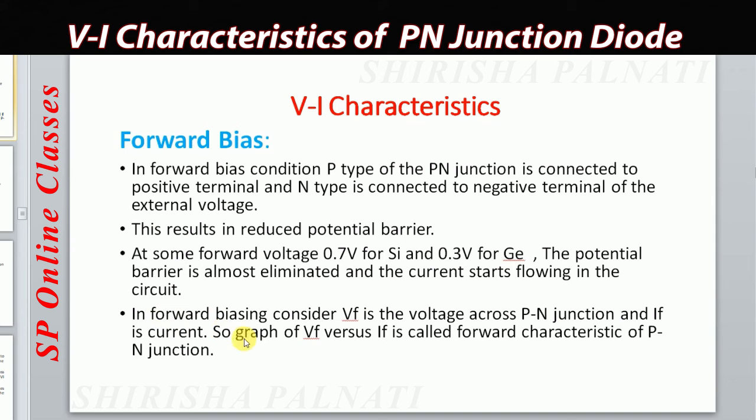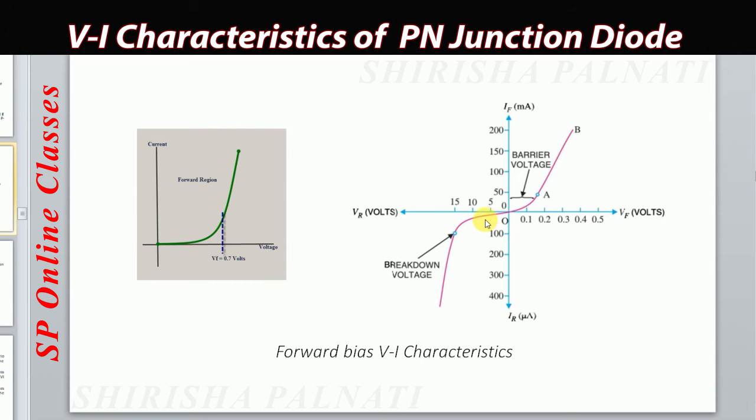So the meaning of this point is: in forward biasing, consider Vf is the voltage across the PN junction and If is the current. The graph of Vf versus If is called the forward characteristics of the PN junction. So here we are using both Vf and If. The graph of both If and Vf is called the characteristics of the PN junction diode. This diagram shows the forward bias VI characteristics.